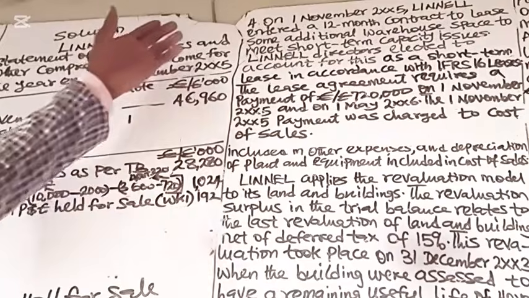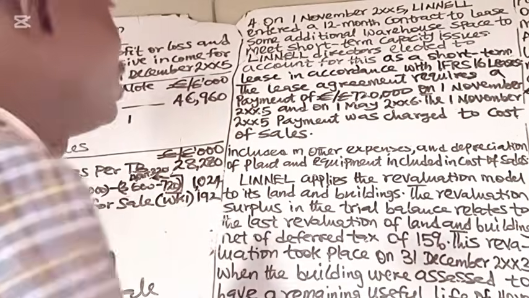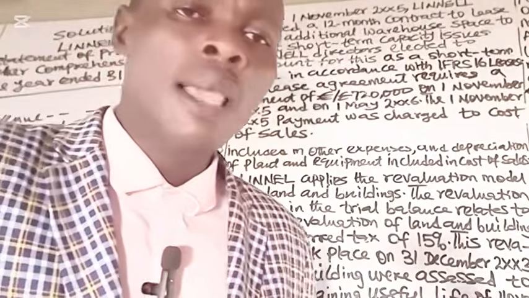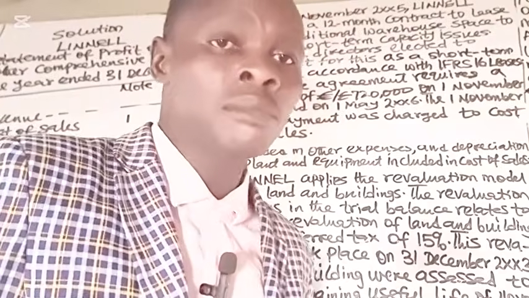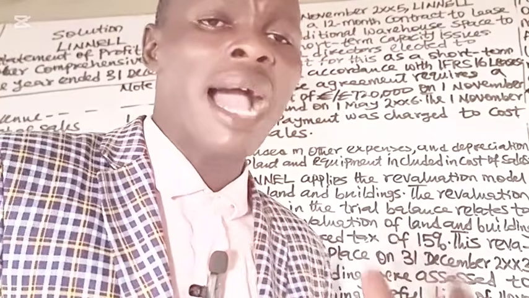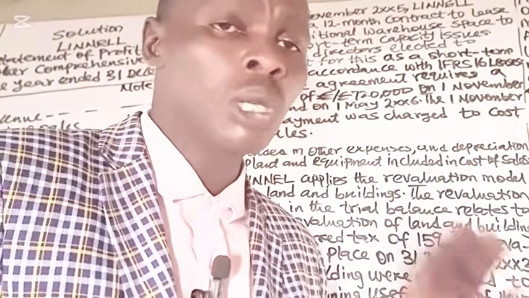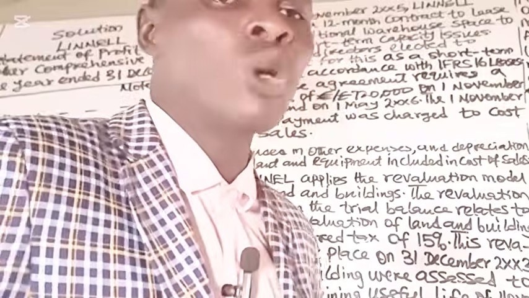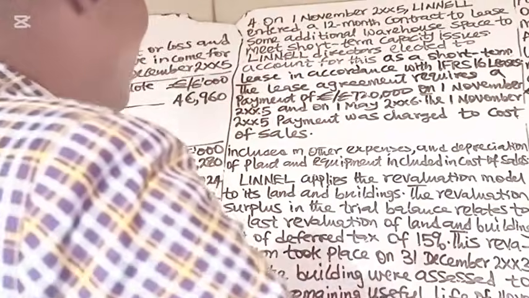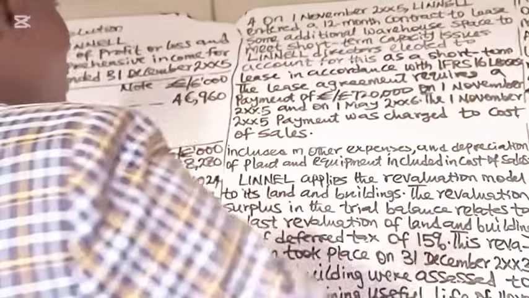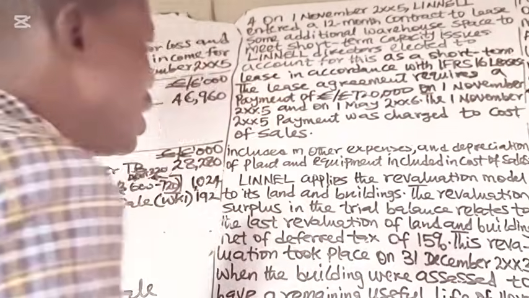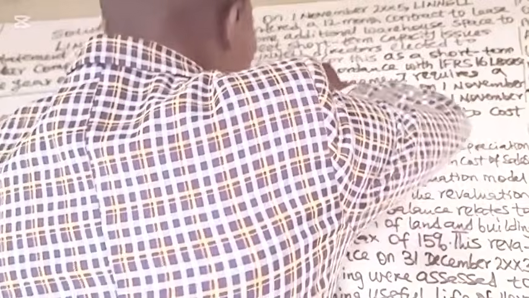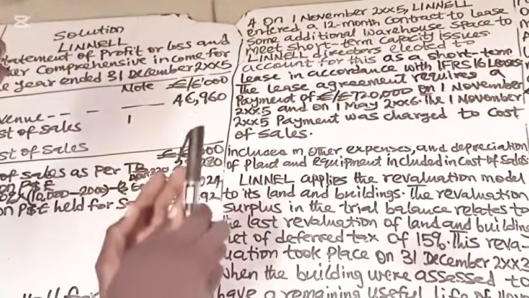Now, if you look at this lease, it's a short-term lease. In accordance with the provisions in IFRS 16, a short-term lease should be accounted for on a straight line basis. Then the lease payment should be spread over the lease period. And the lease period is a period of 12 months. That means the installment is supposed to be expensed over 12 months period.